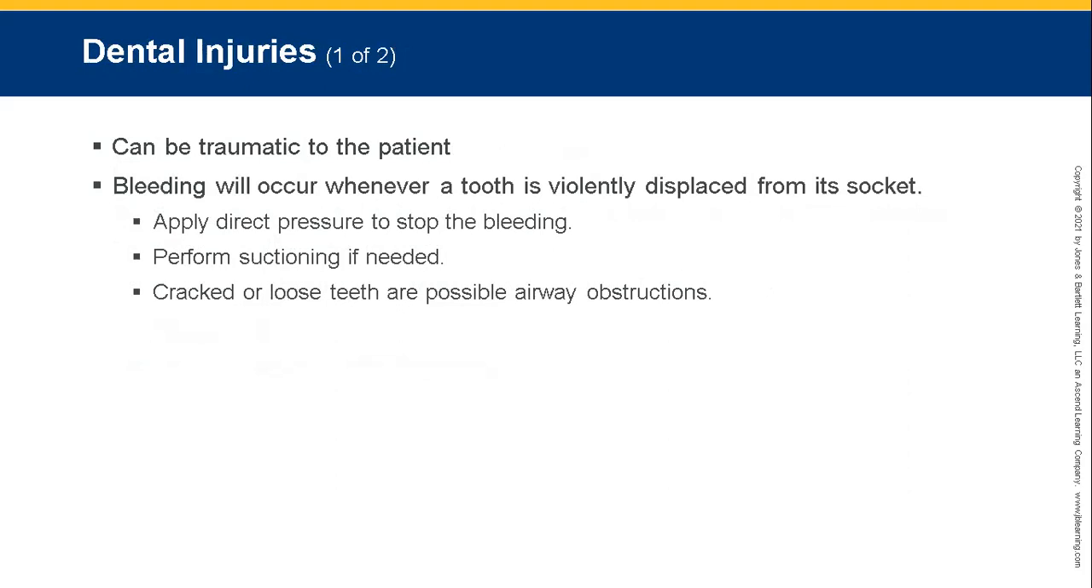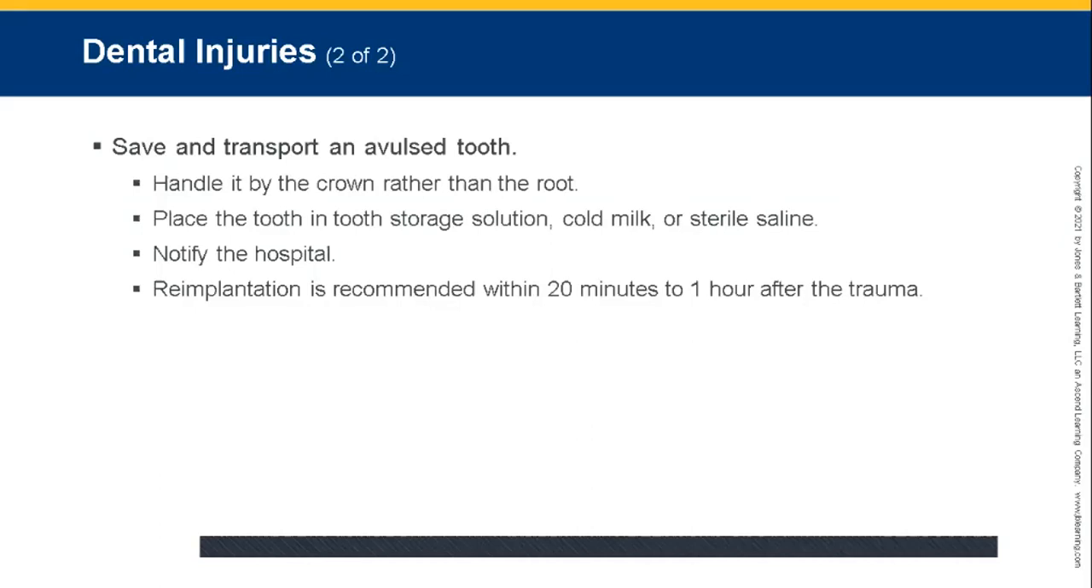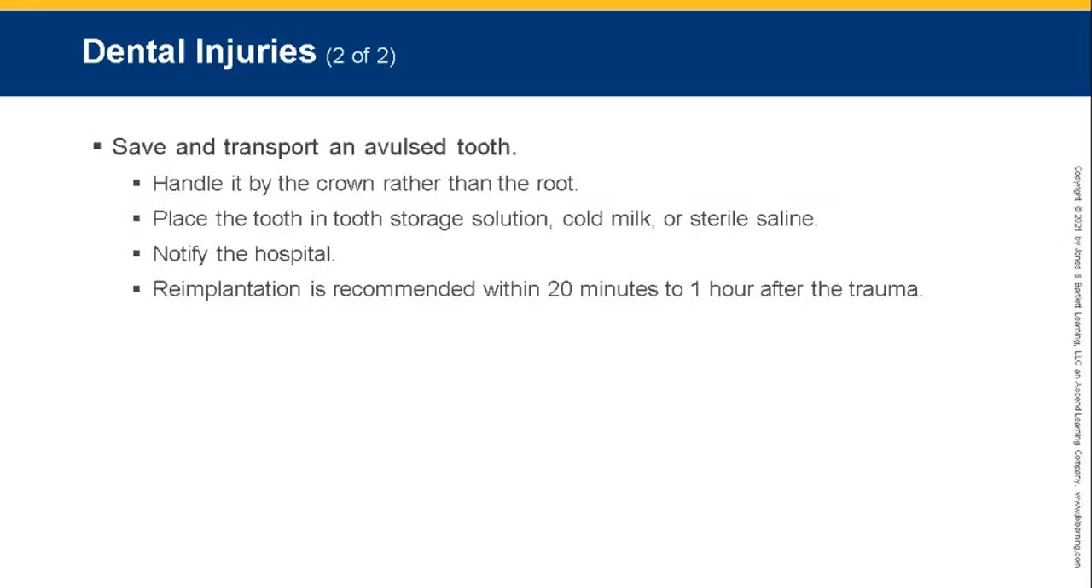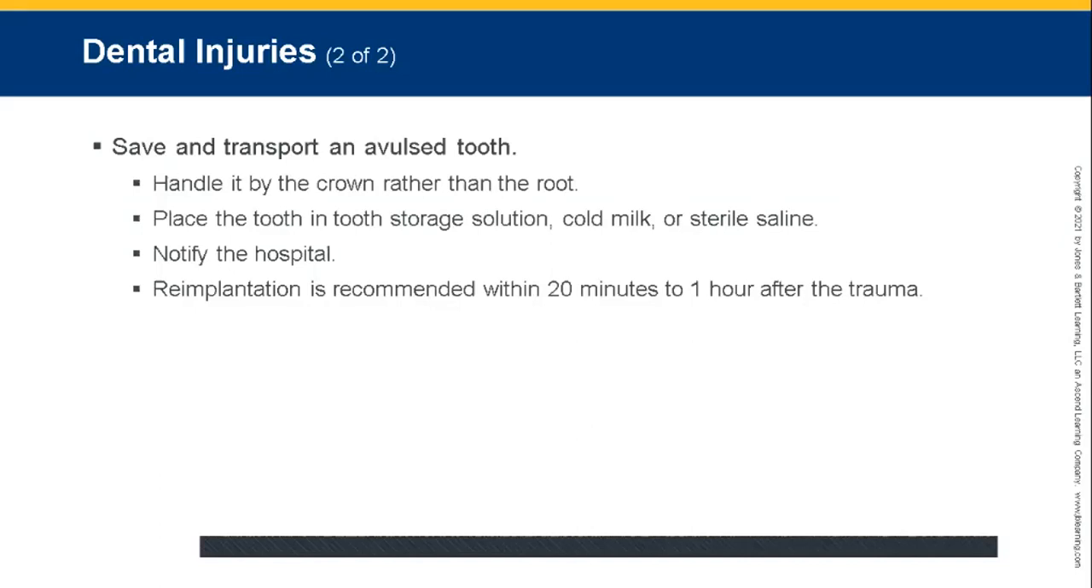Dental injuries can be traumatic to the patient. Bleeding will occur whenever a tooth is violently displaced from its socket. Apply direct pressure to control bleeding. You may need to consider suctioning. Cracked or loose teeth are possible airway obstructions. Save and transport an avulsed tooth. Handle it by the crown rather than the root. Place the tooth in storage solution, cool milk, or sterile saline. Notify the hospital. Reimplantation is recommended within 20 minutes to 1 hour after the trauma.